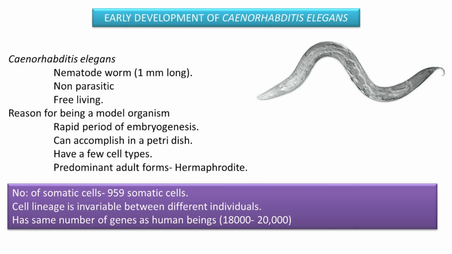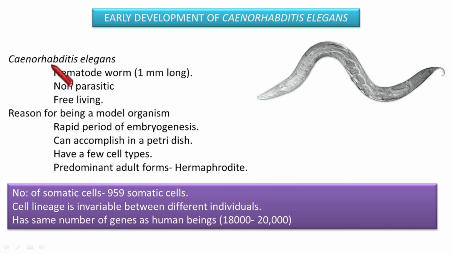Good morning, dear students. Today we are going to learn the early development of Caenorhabditis elegans. What is this Caenorhabditis elegans? It is a nematode worm which can grow up to a length of 1 millimeter long. It is a non-parasitic worm as well as free living. We can find it in soil.